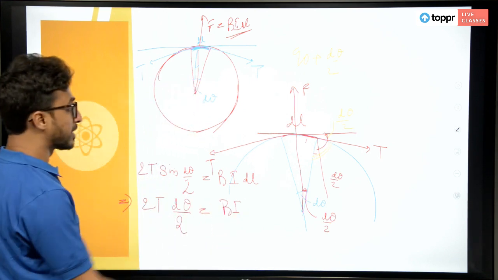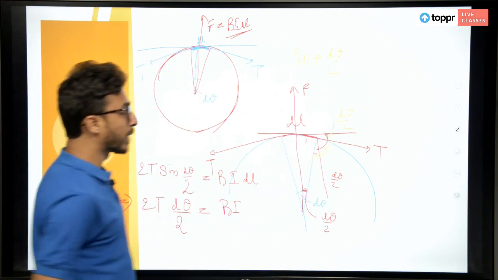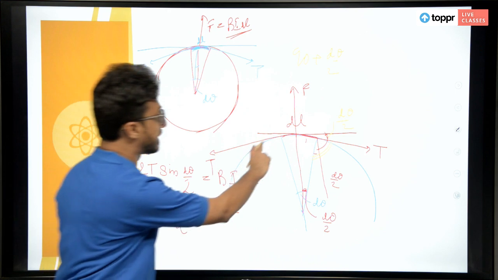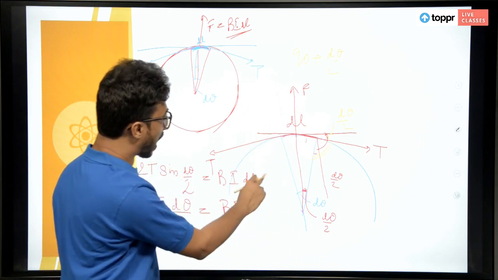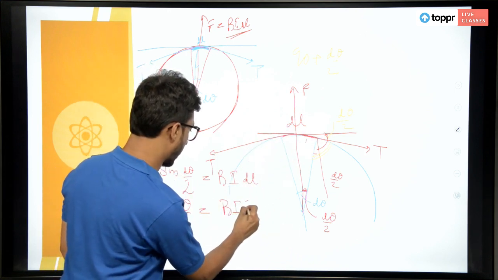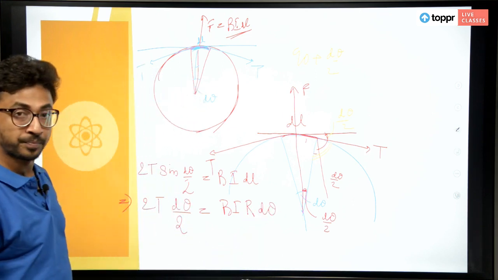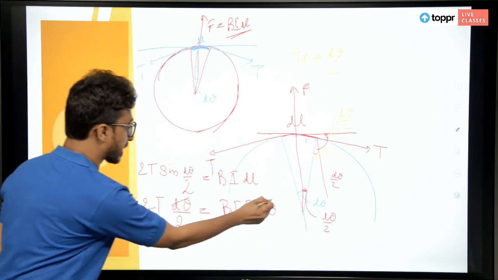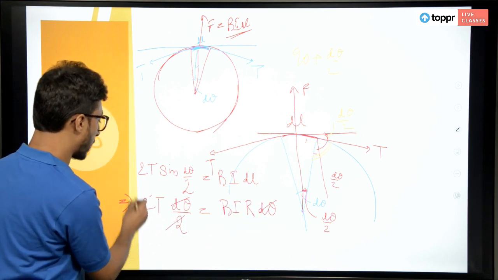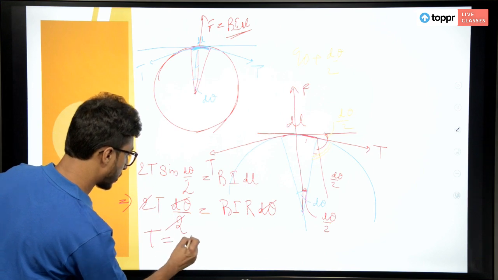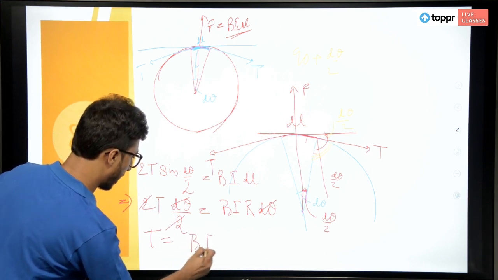which equals BI. Now this dL we can also write in terms of d theta. What is that? dL is nothing but the arc length, which is R into d theta. So we can write R into d theta. Now d theta cancels out. This 2 cancels out. So finally we get T equals BIR.